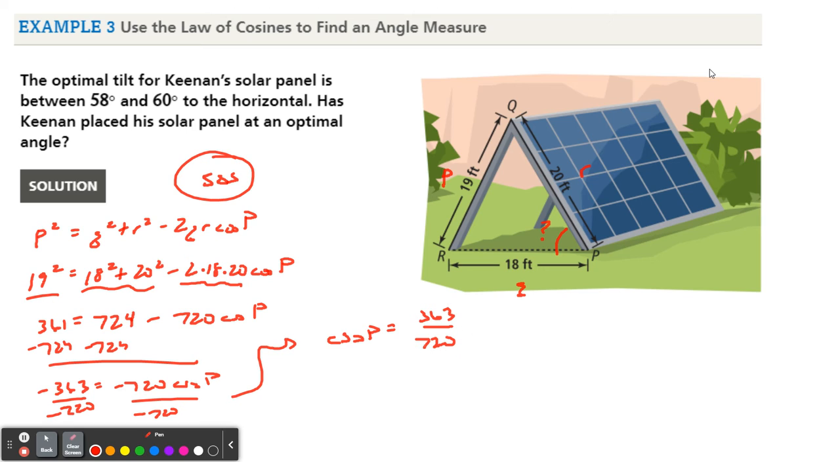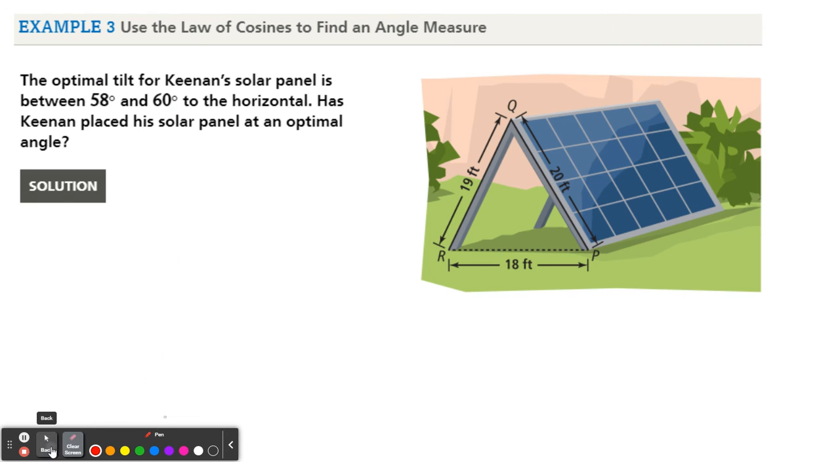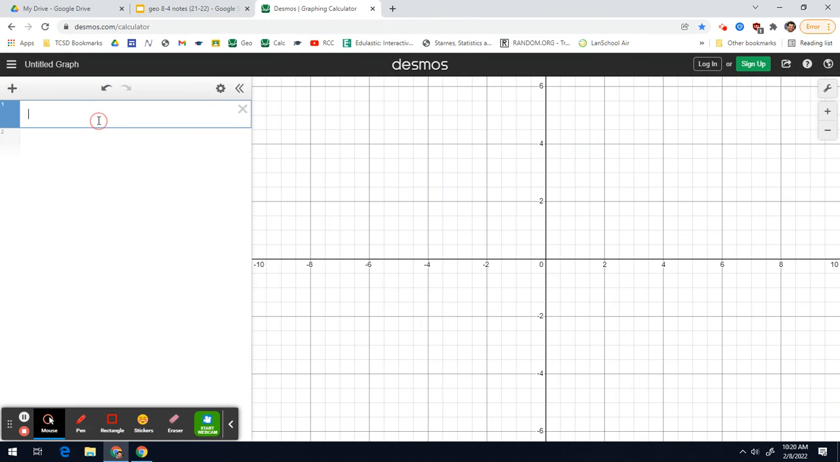Now you're going to take the inverse cosine of that. To find the measure of angle p, take the inverse cosine of 363 over 720. I can type that in just as it looks, and I'm going to do that this time. I've taught you how to use the answer to drag it in, using the second minus key on your graphing calculator, but we'll just type it in exactly as it looks and round to the nearest tenth. We're looking to see if we're between 58 and 60. So 363 divided by 720, inverse cosine.